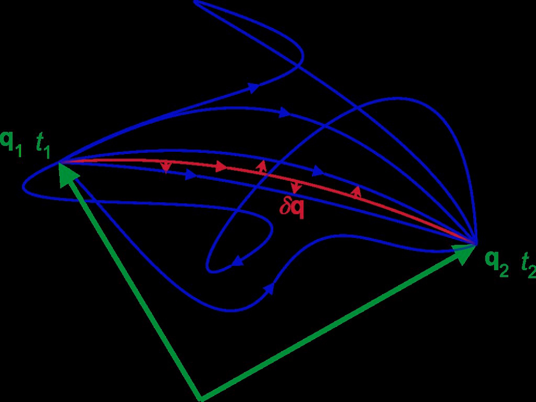In applications, the statement and definition of action are taken together. δ ∫ from t1 to t2 of L(q, q̇, t) dt = 0.